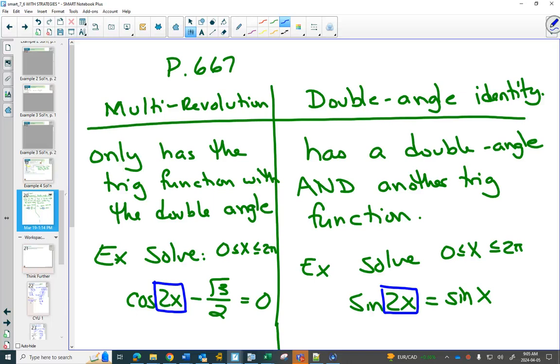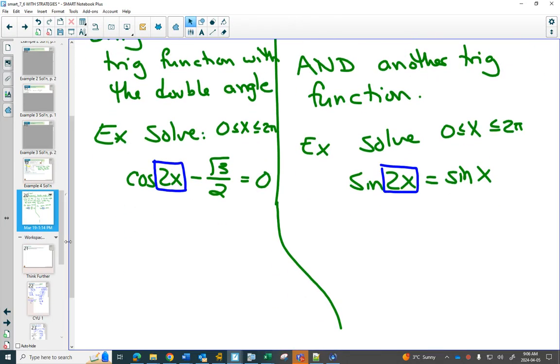When you see a 2x, it's either going to be a multi-revolution kind of question that you can solve that way, or it might be that you have to use your double angle identity, so you have to make a choice. In this most simplistic way, the only way you can do a multi-revolution is if this is the only trig function in the question, which it is in this example. If you have another trig function, then the strategies of multi-revolution do not work, and you'd have to try a double angle identity. So first, we will review multi-revolution questions.